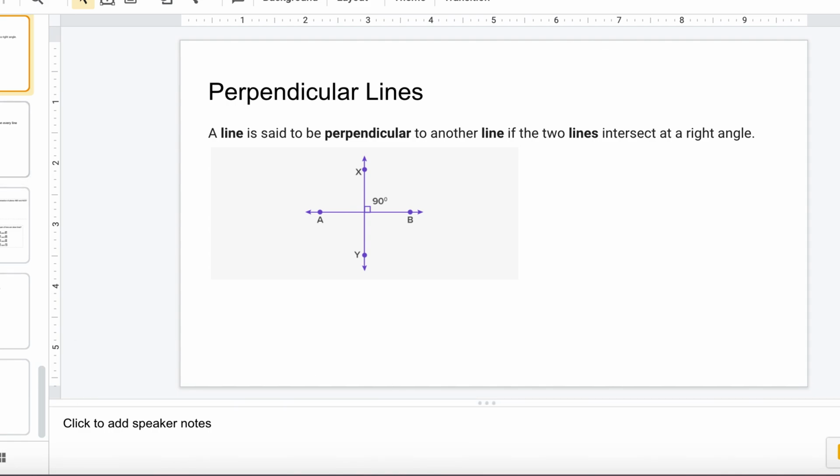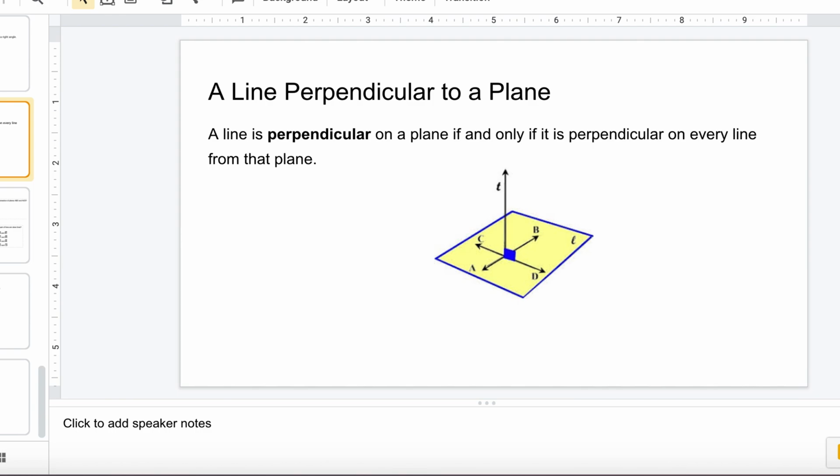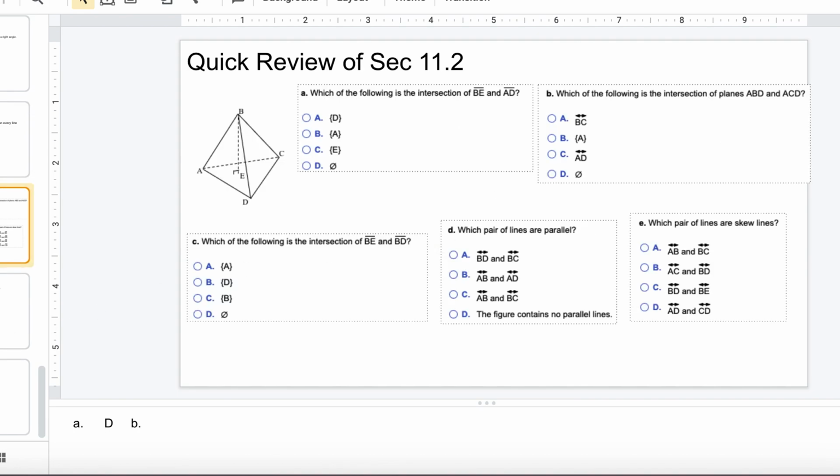Okay, keep going. Line perpendicular to a plane. A line can be perpendicular to another line, but it can also be perpendicular to a plane. When this line and this plane meet at a 90 degree angle, they are perpendicular to each other. Then think about it: any line on this plane should also be perpendicular to that line.